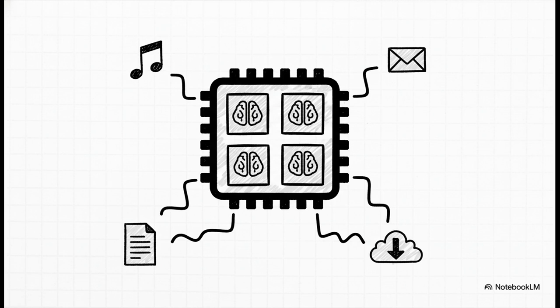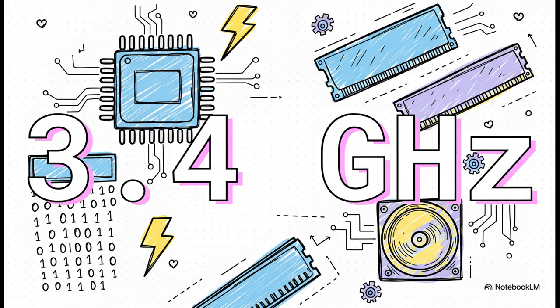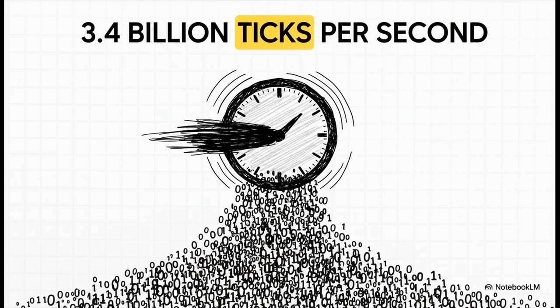Each core is tackling different jobs. Now, you've probably seen a spec like this when looking at computers, 3.4 gigahertz, or GHz. It sounds kind of techy and abstract, right? But what it actually means is, well, it's pretty mind-blowing. What that number means is that the CPU's internal clock is ticking 3.4 billion times per second. Let that sink in for a moment. Billions of operations happening in the time it takes you to blink. That is the insane speed of modern computing.